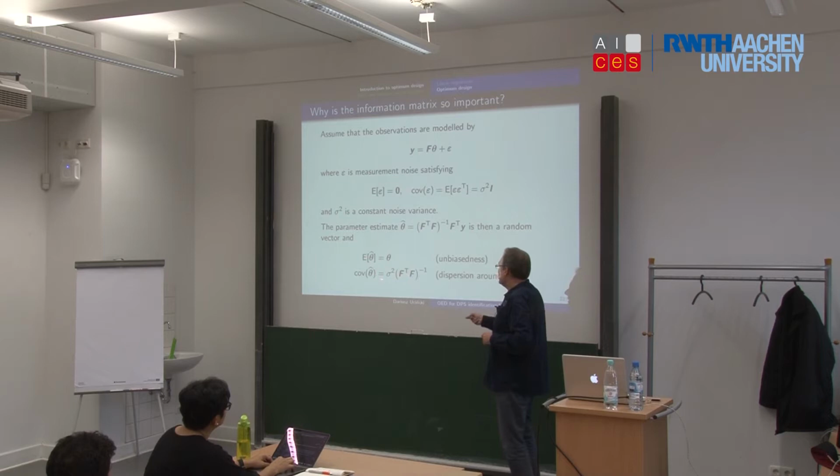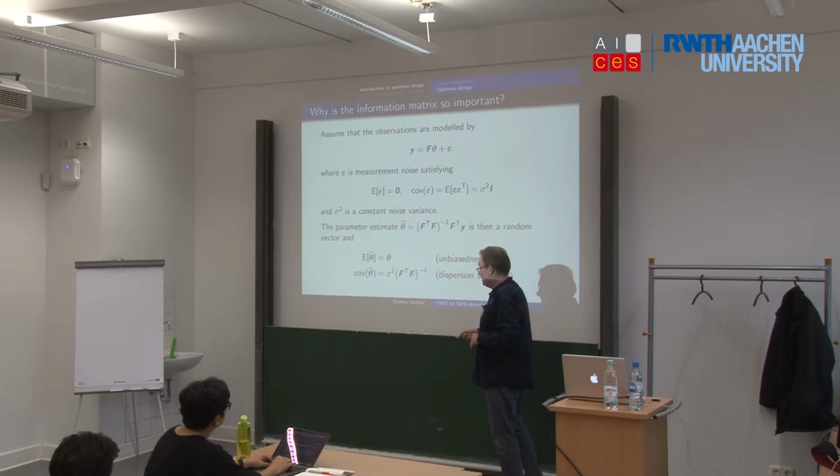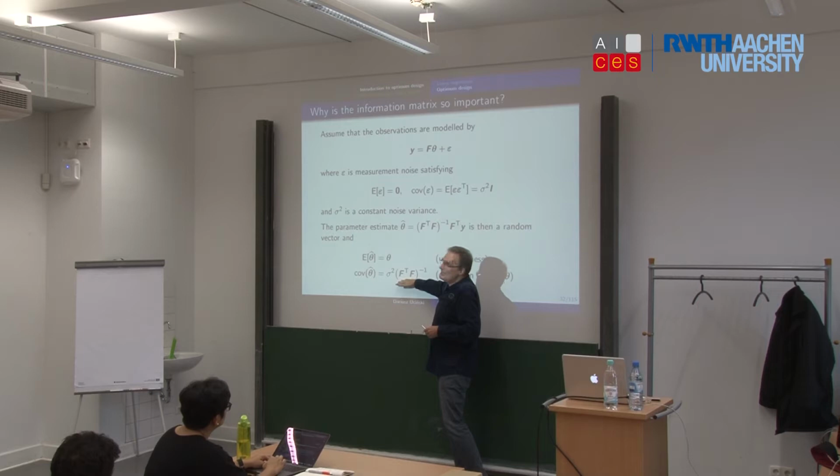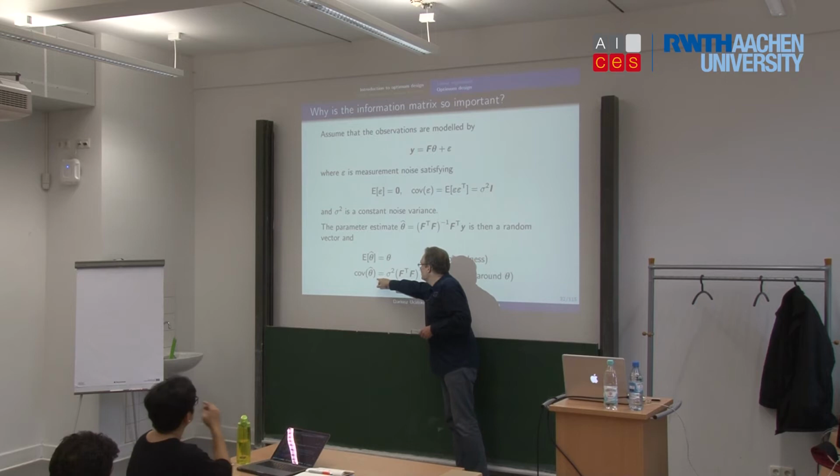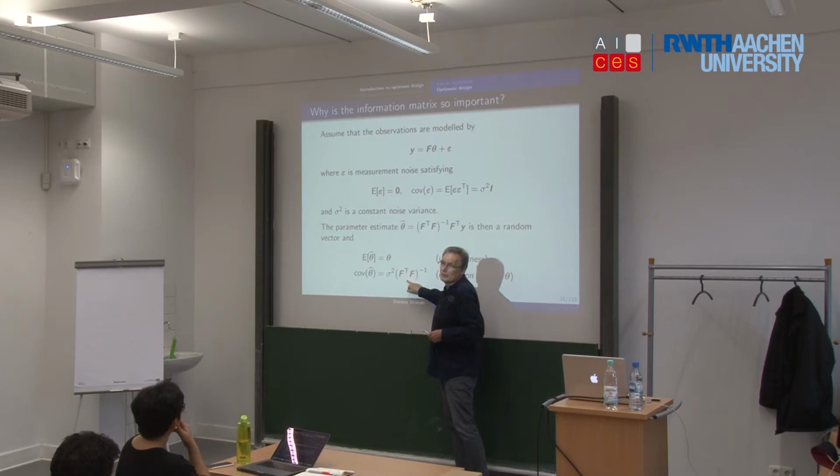And apart from this measure of location, apart from the expectation, we have a dispersion of the estimates, and the dispersion of the estimates is measured by the covariance matrix. And in this covariance matrix, you see here the information matrix. So the covariance matrix is proportional to the inverse of the information matrix. So if we want to have small dispersion, we should make the elements of this matrix small. Why?